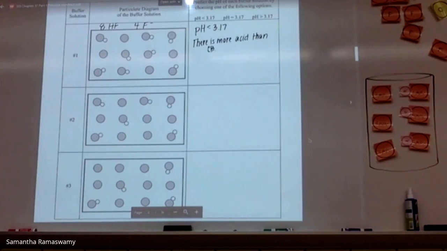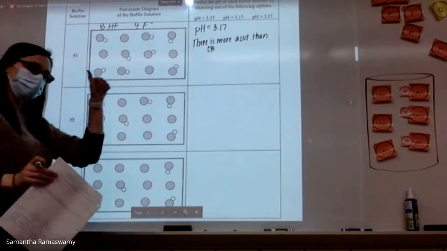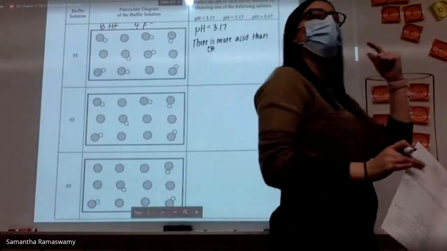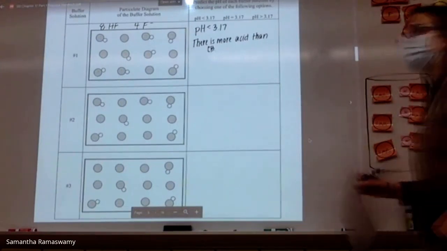Could you do a calculation? Yeah, sure, you could. But you don't have to. You're just comparing acid to base. So do that for questions 2 and 3. Count how many HF, count how many F minus, and think about what that means in terms of pH and pKa.